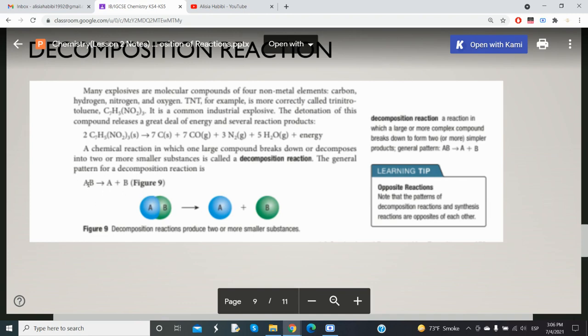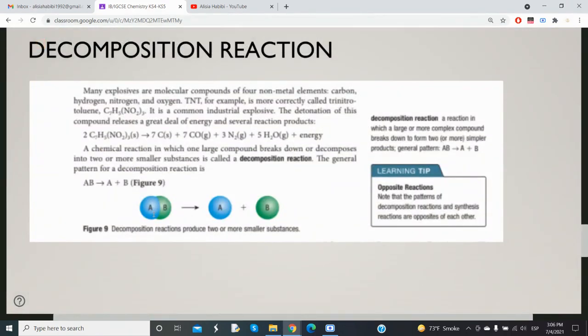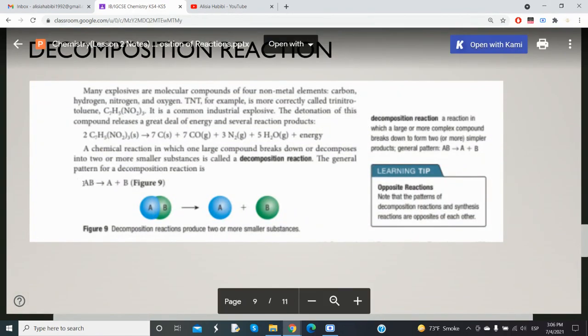Normally with decomposition reactions, unlike with the synthesis reaction we just saw, you have the chemical compound on the left side, which then breaks down into those products. But with a synthesis reaction, you have the reactants on the left side.